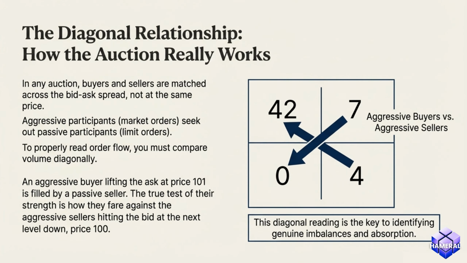To read these charts correctly, you must understand the diagonal relationship. In any live auction, buyers and sellers are matched diagonally across the spread, not horizontally. An aggressive buyer lifting the ask at 101 is matched with a passive seller. To identify genuine imbalances and absorption, you must compare the volume diagonally, just as the arrows indicate here.